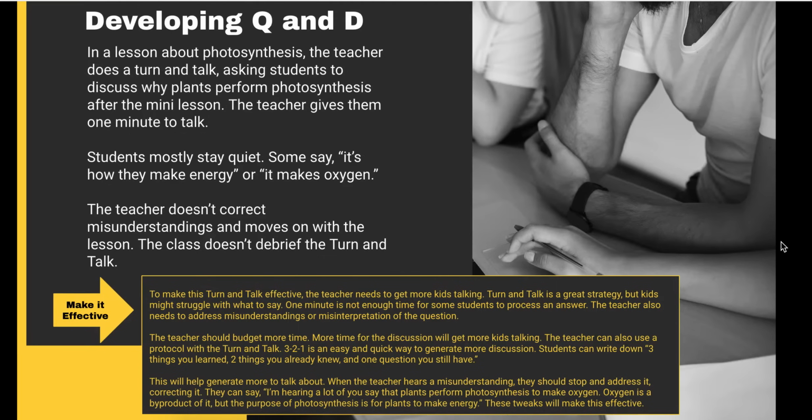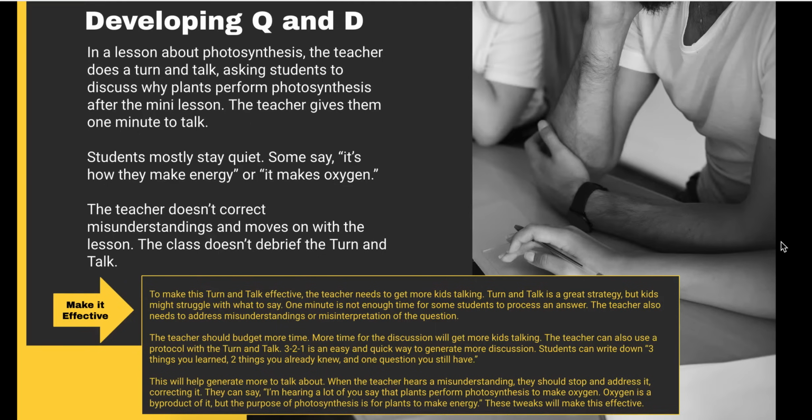The teacher can also use the protocol with the turn and talk. 3-2-1 is a very easy and quick way to generate more discussion. Students can write down 3 things you learned, 2 things you already knew, 1 question you still have. This will help generate more to talk about.